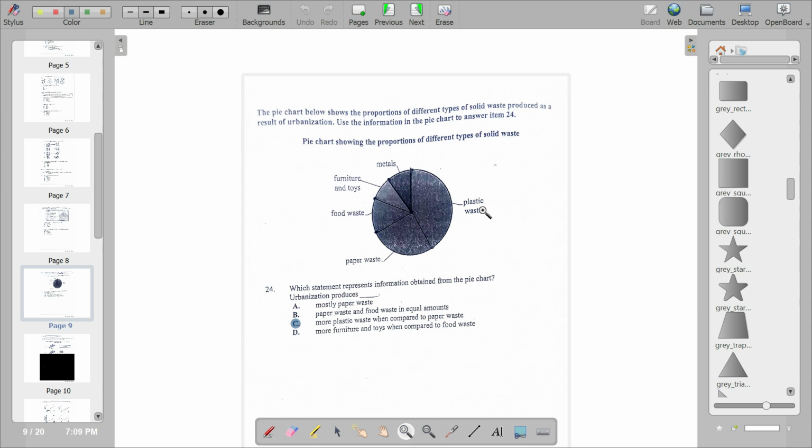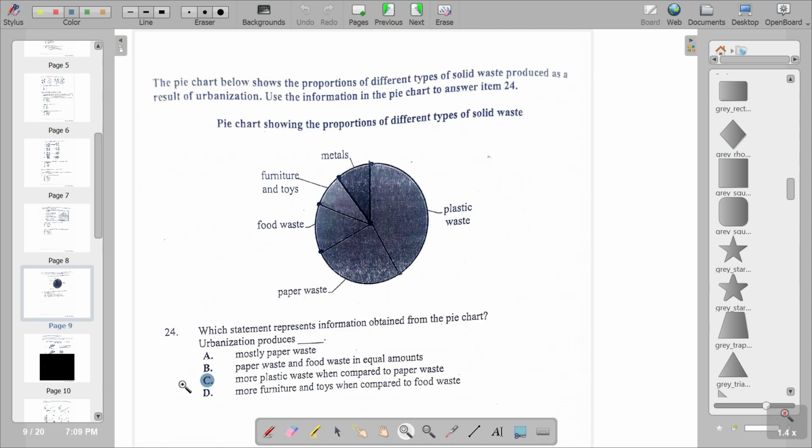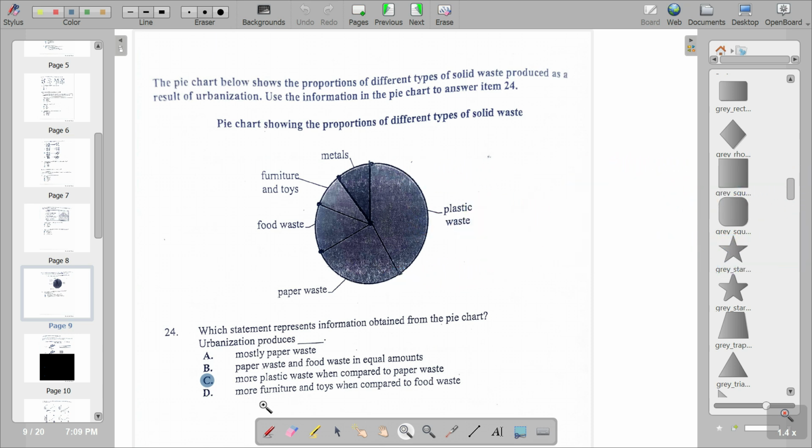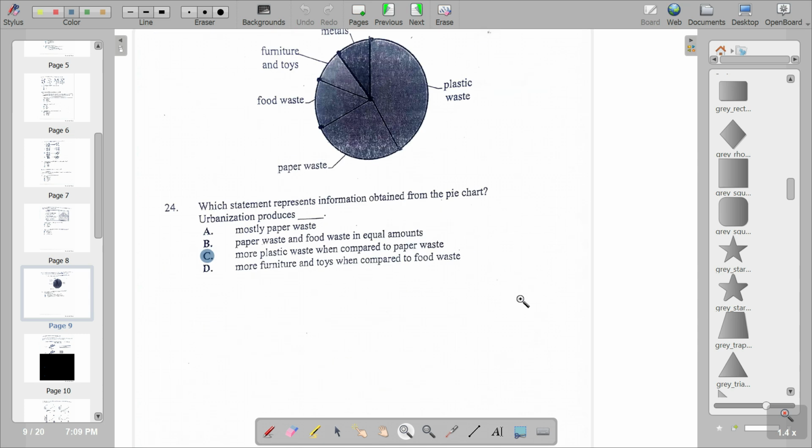C, more plastic waste when compared to paper waste. Definitely. This big chunk of the pie is plastic, so when compared to paper waste, it's definitely more. More furniture and toys when compared, I definitely say no, it's C. All right, let's move on.